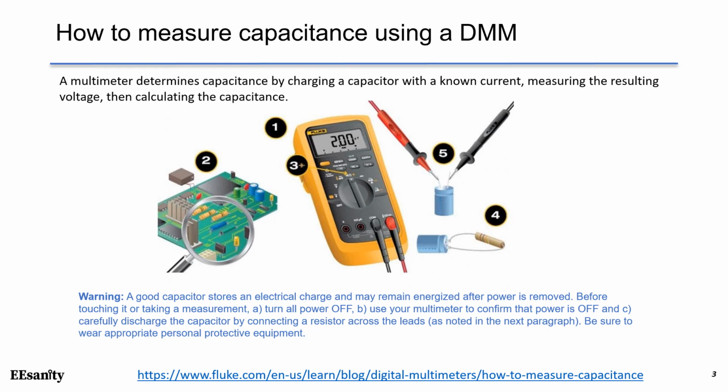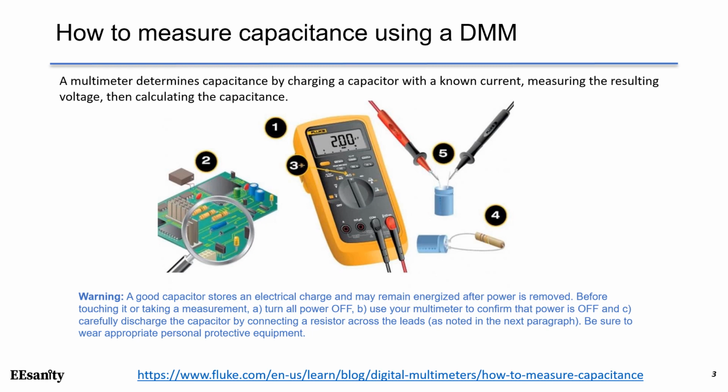A digital multimeter determines the capacitance by charging a capacitor with a known current, and then it measures the resulting voltage so that it can calculate the capacitance. Before doing anything, you need to make sure the voltage on the circuit or the voltage of the capacitor is zero. You have to power off the circuit and fully discharge the capacitor.